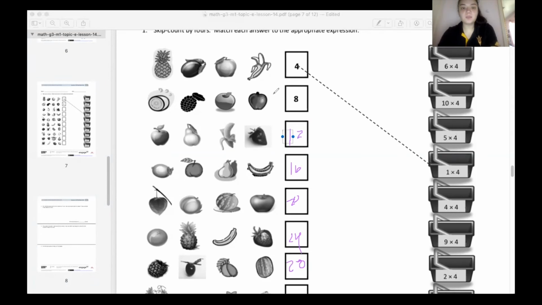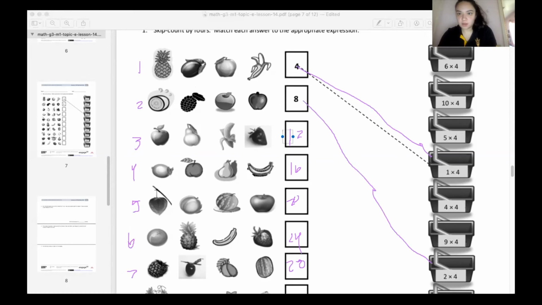So 4 times 2, because we skip counted 2 times. I'm actually going to draw this along the side so you can see it. 1, 2, 3. This is the number of times that we've skip counted. So it should look the same. Like here, we skip counted 1 time, so 4 times 1 equals 4. Here we skip counted twice, so 4 times 2 equals 8.